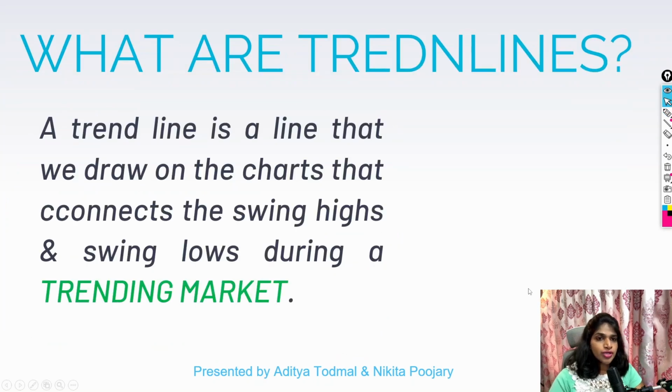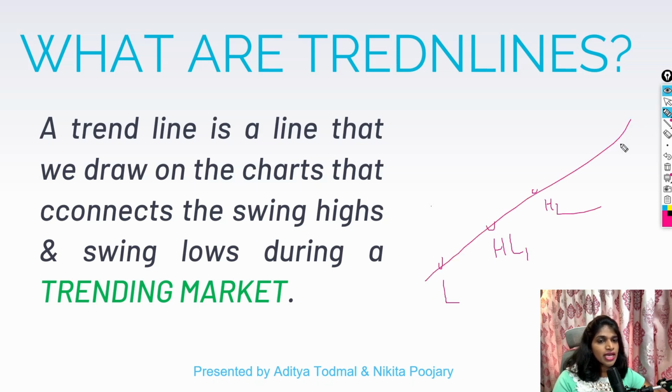Before even drawing a trend line, if we just have to understand what a trend line is, I would give you this explanation: a trend line is a line that we draw on the charts that connects the swing highs and the swing lows during a trending market. In the previous example, we saw that there was this low and then there was a higher low 1, higher low 2. And these swing points, if we try to touch with a line, this is called a trend line. It basically connects the swing highs and the swing lows during a trending market.